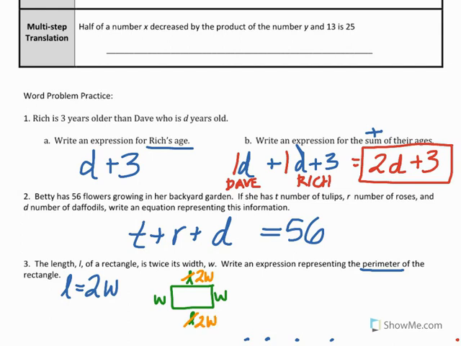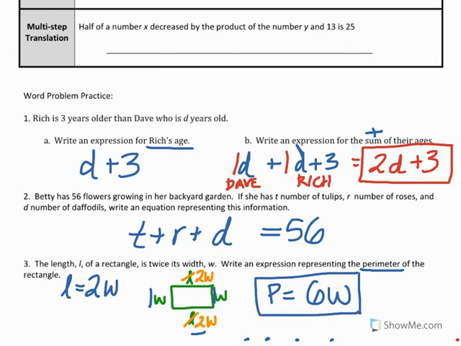So if I add up all of these, the perimeter is going to equal 1W plus 2W is 3W plus another W, 4W, plus the last 2W is 6W. So the perimeter equals 6W. And that is our expression or equation there.